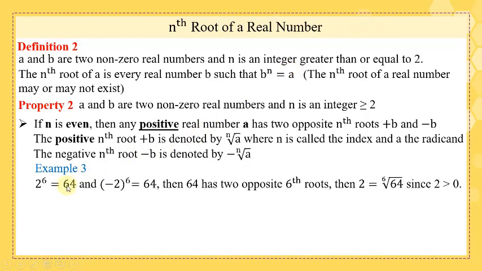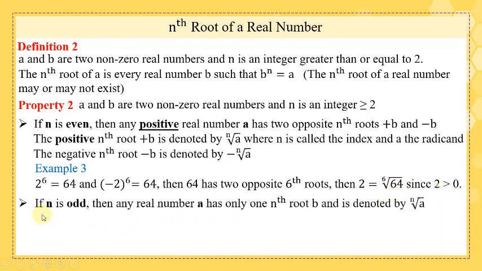Example: 2 to the power 6 is equal to 64 and minus 2 to the power 6 is equal to 64. Then 64 has two opposite sixth roots, where 2 is equal to sixth root of 64, since 2 is positive. If n is odd, then any real number a has only one nth root b, and it is denoted by nth root of a.